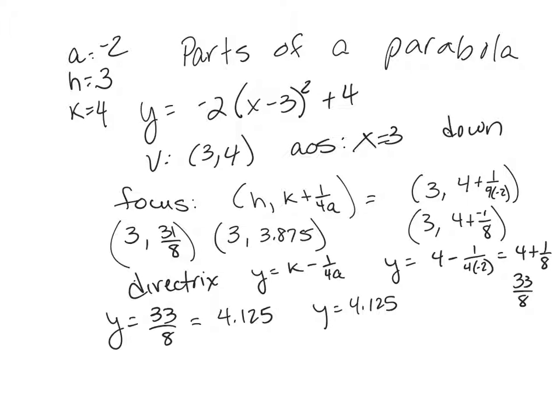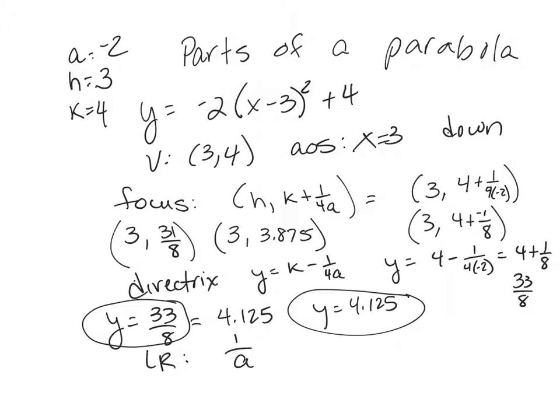Okay? And the last one is the latus rectum, which is a funny name that everybody laughs about. Now the latus rectum is going to be the absolute value of 1 over a. So that's the absolute value of 1 over negative 2, which is 1/2. So the latus rectum is 1/2.